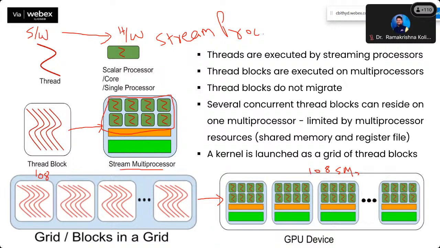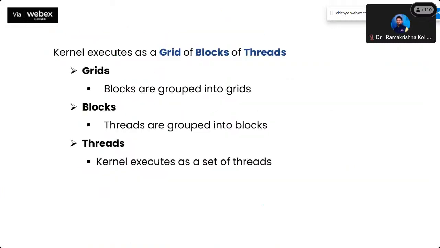Because we have thousands of cores available, we have to carefully figure out the optimal mapping of the software entities on the hardware entities. At the software level, there are three things. We start with the grid. A grid is a group of blocks, and a block is a group of threads. A kernel always executes as a grid, within a grid there are blocks, and within a block there are threads. So ultimately the execution unit is the thread.